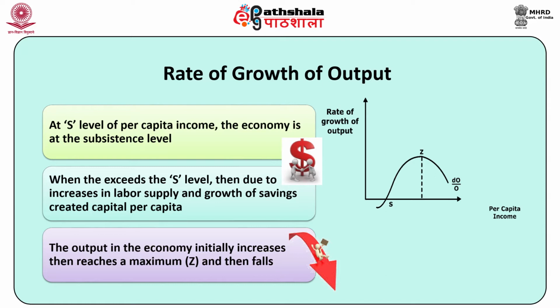with rate of growth of population and rate of growth of output equal to 0, that is stationary. When the per capita income exceeds the S level, then due to increases in labor supply and growth of savings created capital per capita, the output in the economy initially increases, then reaches a maximum point Z and then falls.